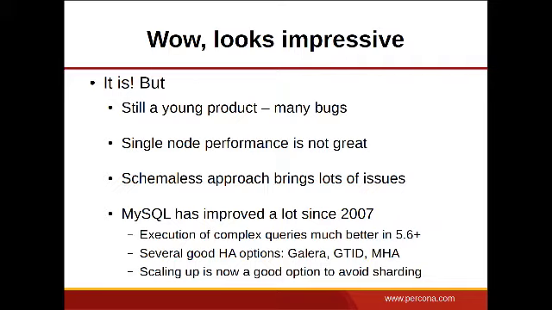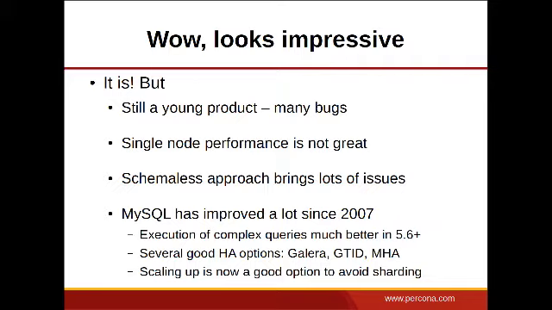specifically. Well, MySQL has improved a lot since 2007, 2008. So, for instance, complex queries are executing much more efficiently in 5.6. For HA, now you have very good options. You have Galera with synchronous replication. You have the new GTIDs, the global transaction IDs. You have MHA, which works with asynchronous replication. So, I won't say that HA is no longer an issue with MySQL, but at least you have good solutions for that.